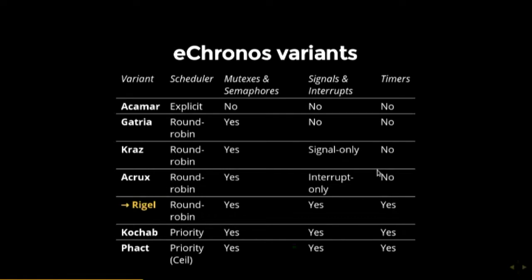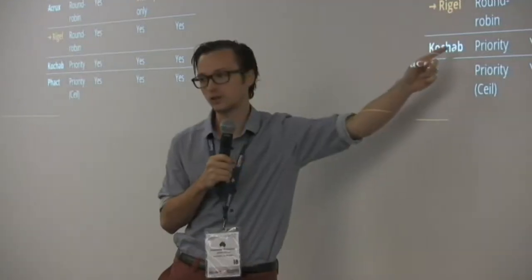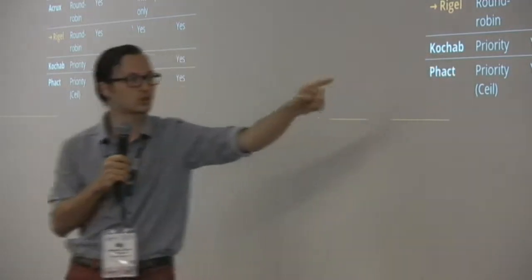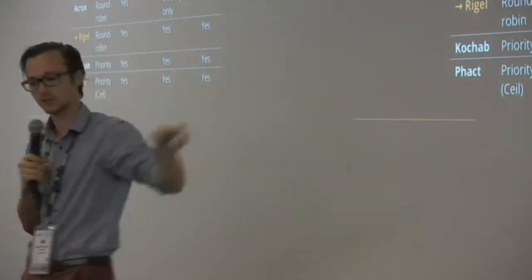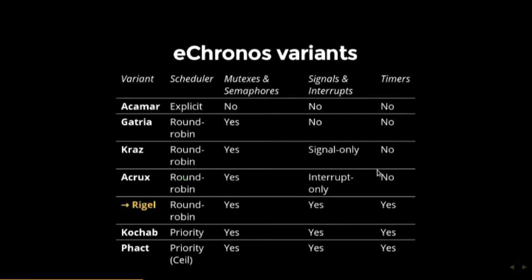Sorry, the difference between this, I didn't have enough room to put that in there. That uses a priority ceiling protocol, and that one uses a priority inheritance protocol. If you're interested in the details of that, there are actually nice Wikipedia articles on that. And interestingly for you guys today, Rigel is the variant that we're going to be using in the porting exercise.